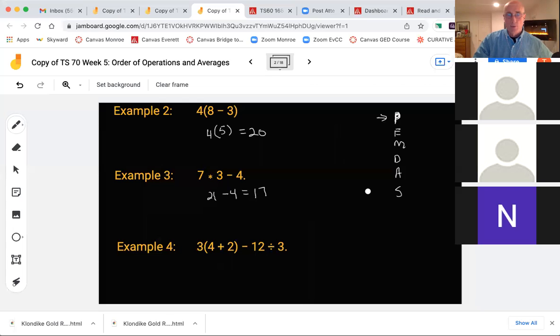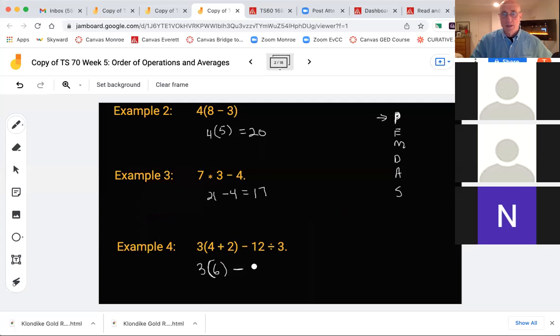Let's look at example 4. It's a little bit more complex, okay? Rule number 1, P, parentheses. Do what's in parentheses first. Do we have something in parentheses? We do. So I would rewrite this as 3 times, in parentheses, what's 4 plus 2? I do the math that's in the parentheses first, okay? 4 plus 2 is 6, okay? So I kind of wrote it like that.